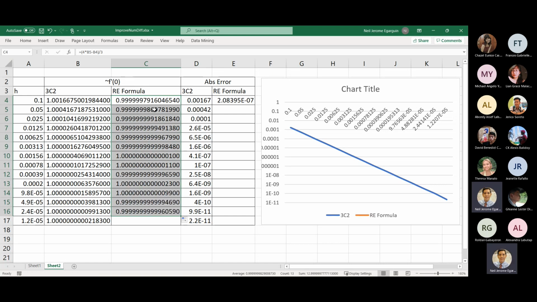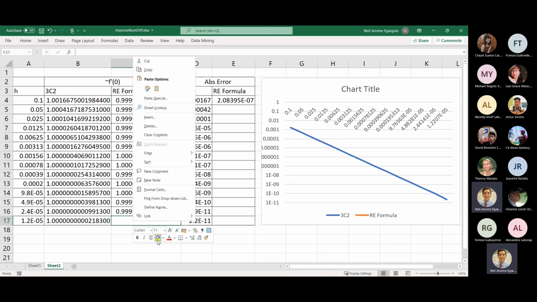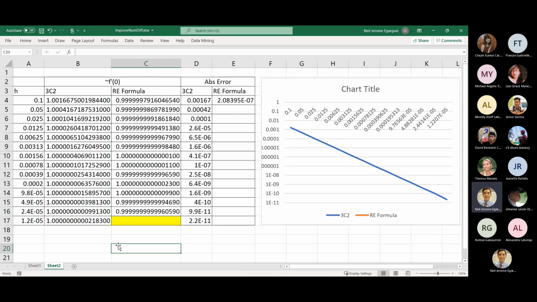Okay. This is the series of approximations that I can get using Richardson extrapolation. Now, why did I only drag up to here? Why didn't I include this yellow cell? Any idea? Anyone aside from David? Guys, don't waste the recitation points. Anyone? Why didn't I drag the formula down to the yellow portion?